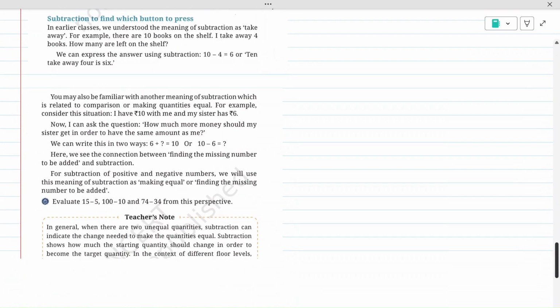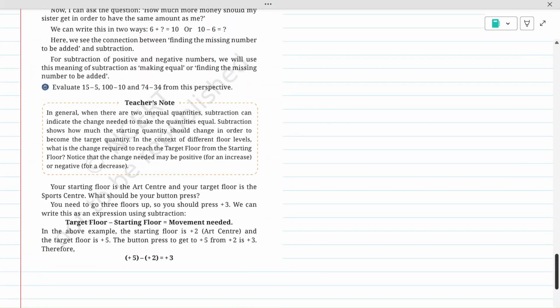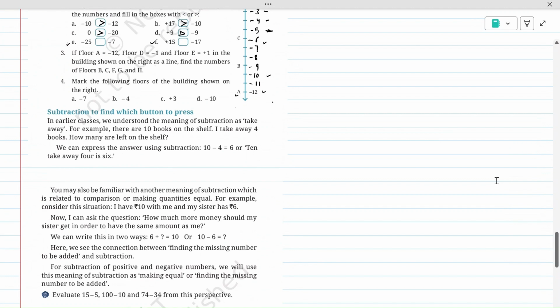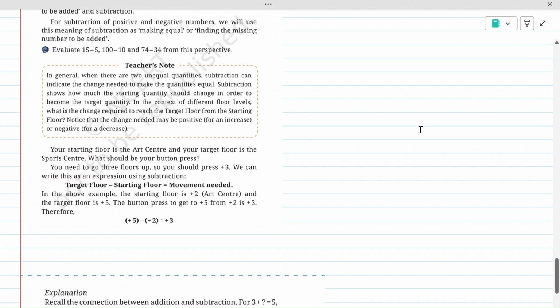Now, subtraction. We have subtraction to find which button to press. So kids, again in this case we will use subtraction, but the formula is the same. See, we know this formula: starting point plus movement needed will give me the target floor, right? This will give us the target floor.